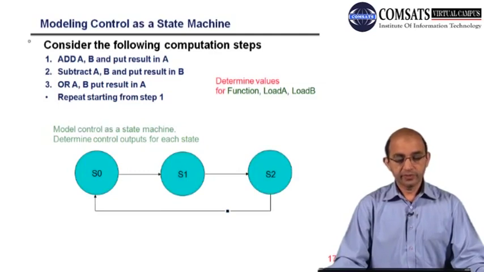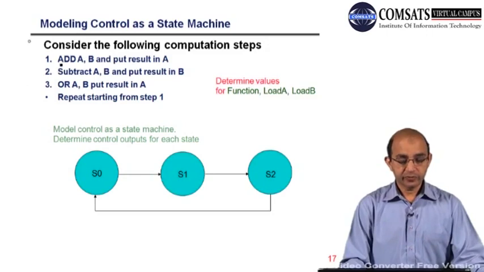Now if we want to model the control as a state machine, again we are taking this same example. We have 3 steps. First we need to add A and B and put the result in A, and then secondly subtract A and B and put the result in B, and then we have to perform the OR operation over the contents that are available at A and B, and after that we have to put the result in A.